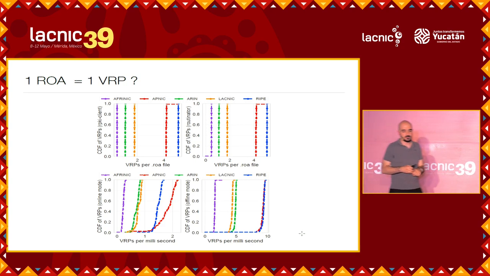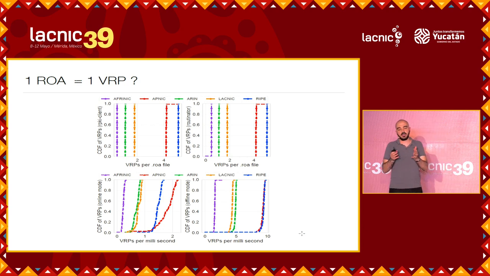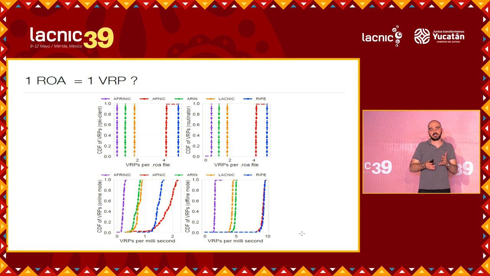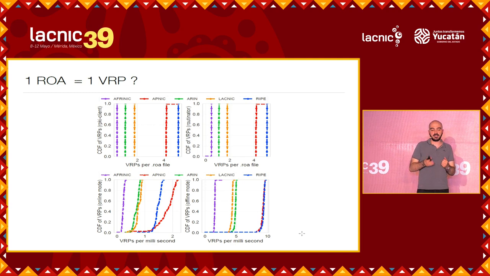So, one ROA, one VRP. What that means is that we analyzed the amount of prefixes in association with an autonomous system inside a single ROA, and there are some trust anchors that facilitate multiple of these associations inside a single ROA. We discovered that, for example, for APNIC and RIPE, the speed at which we are able to validate this ROA is almost double when this is allowed. At the bottom left, you see the number of associations per millisecond that we are able to validate. The left is offline, so we use the cache, and on the right we use the online.